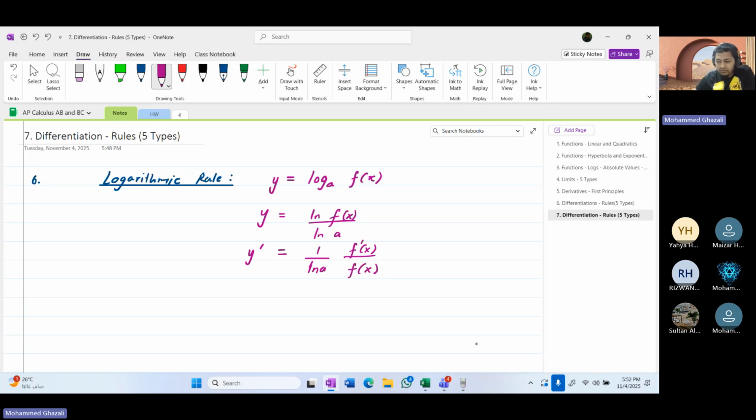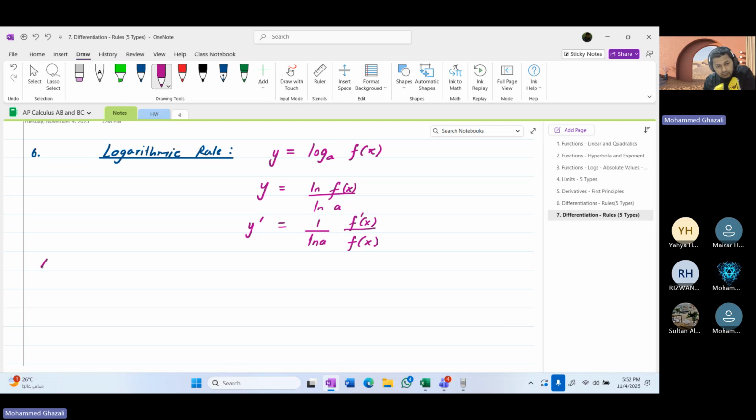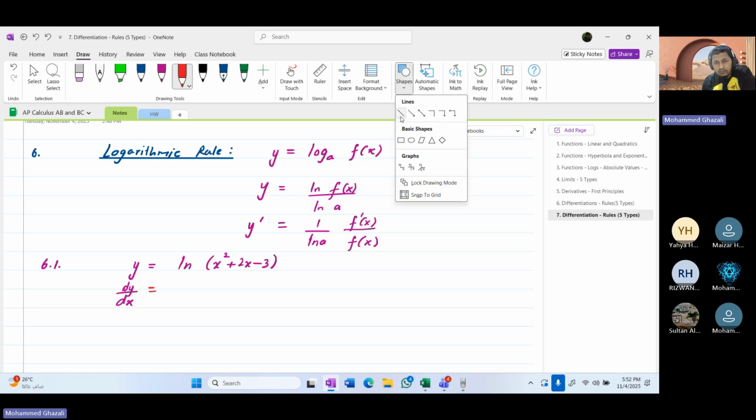So let's take an example. If you are looking at y equals, always simplify first and then differentiate. So if I'm looking at ln of x squared plus 2x minus 3, what's the derivative? What is dy dx? That's another symbol that we use for derivatives. What is the derivative of y with respect to x? So we will take the function in the denominator.